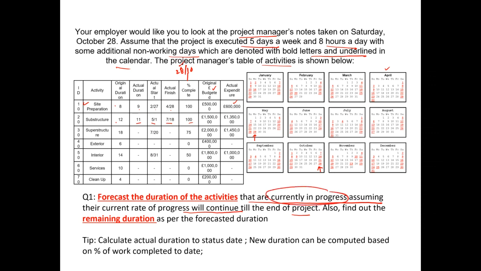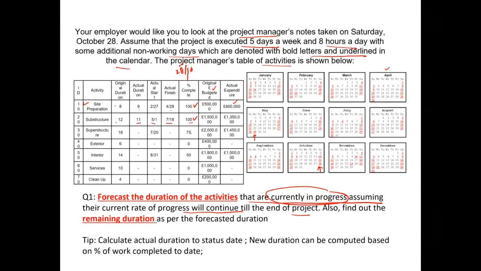So can I ask you to look and identify activities which are currently in progress on 28th of October, which is the reporting date. So we can see one thing clearly, that this activity has already been accomplished. So this is not an activity which is in progress. Substructure is an activity which is already been completed. So this is not an activity in progress, it has completely been completed.